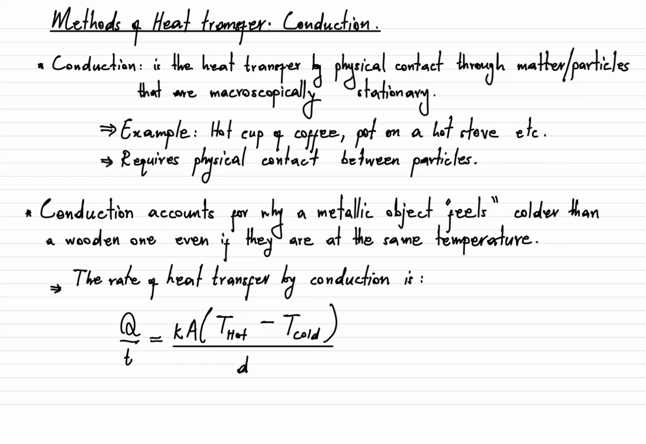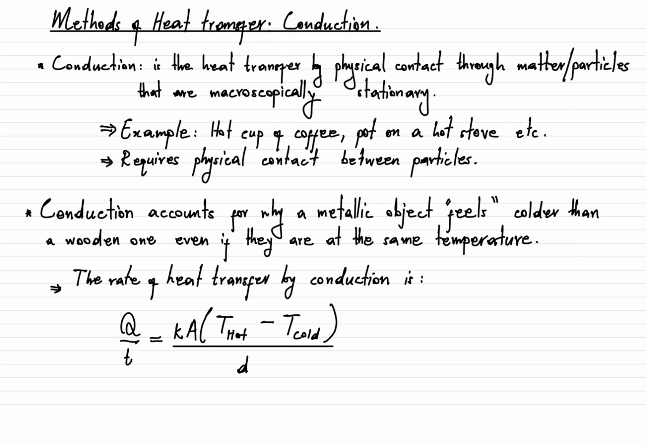So imagine again, you are coming into contact with a metal object. Your body temperature is 36 and the metallic object is at room temperature, say 23 degrees Celsius. When you touch it, because your temperature is higher than that of the object, you're going to experience a heat transfer. This heat transfer will depend not only on the differences in temperature, but also on K and A and D.